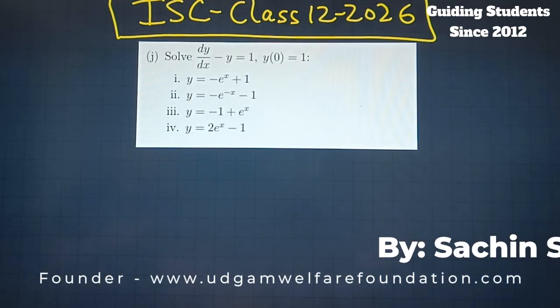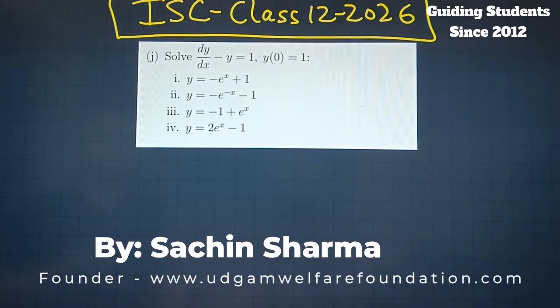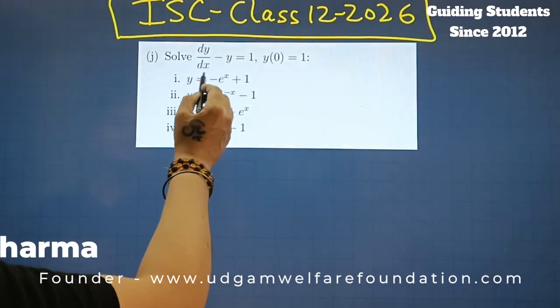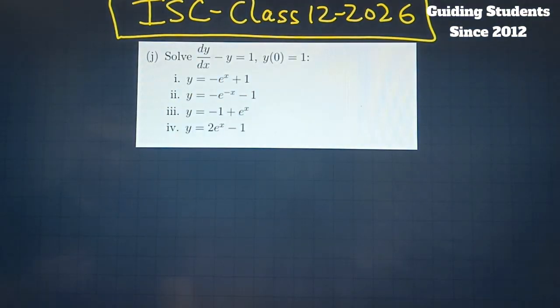So student, this is our next question, which is a differential equation question. It states: solve dy/dx minus y is equal to 1. First we need to understand what type of differential equation it is. Basically, is this a homogeneous, linear equation or variable separable? First we need to understand what type of equation it is.